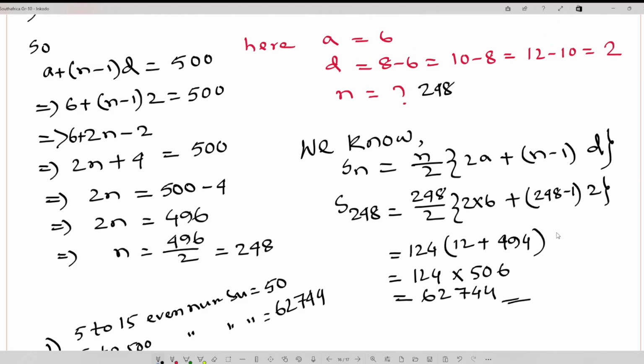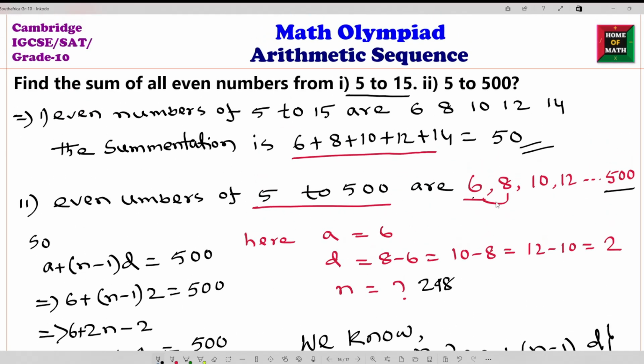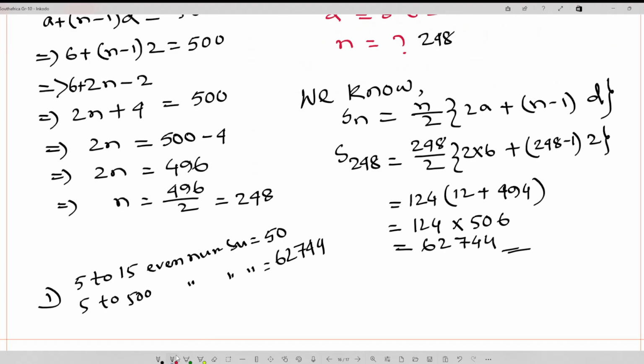We have to calculate carefully. 247 times 2 is 494, plus 12 it will be 506, times 124, and the result is 62,744. This is very easy math.